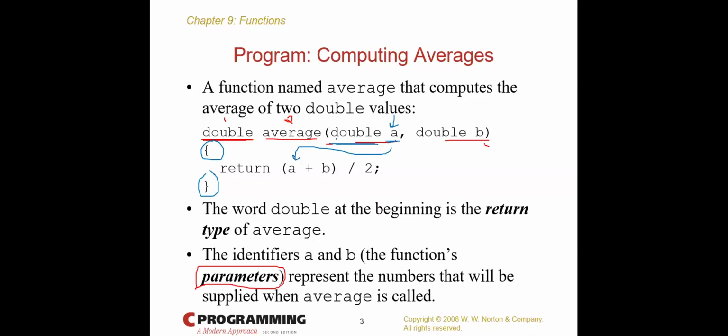The next thing is this double. This double means whenever anybody wants to use this function called average, the first parameter they provide must be a double. That's the meaning. The first parameter they provide must be a double. The same thing is for b. b is the name of the second parameter within the scope of our function. That means this guy is this.